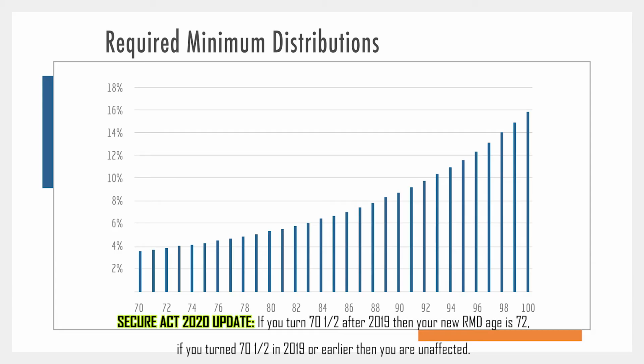Now, these distribution requirements increase each year and put increased pressure on your tax story. If we take the confusing IRS uniform RMD table and simplify that in this graph into an annual percentage, then you'll see that the percentage that you are required to withdraw each year increases sharply the older that you get.